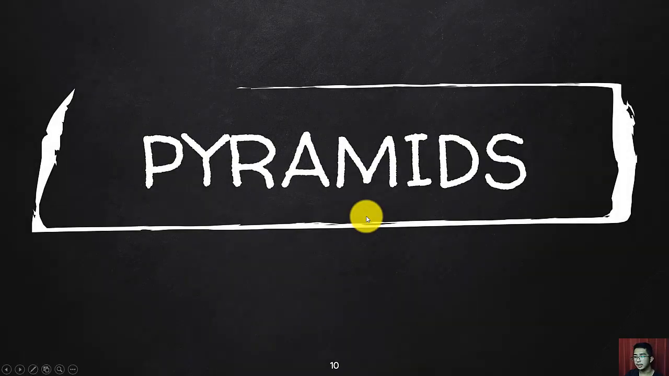Okay, let's go to pyramids. So pyramids, as you all know, usually when you think about pyramids, the main basic shape that comes into your mind might be triangles, and you are correct.